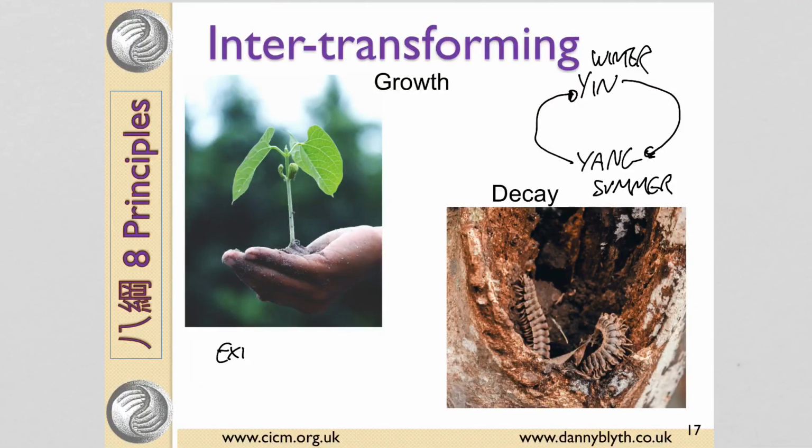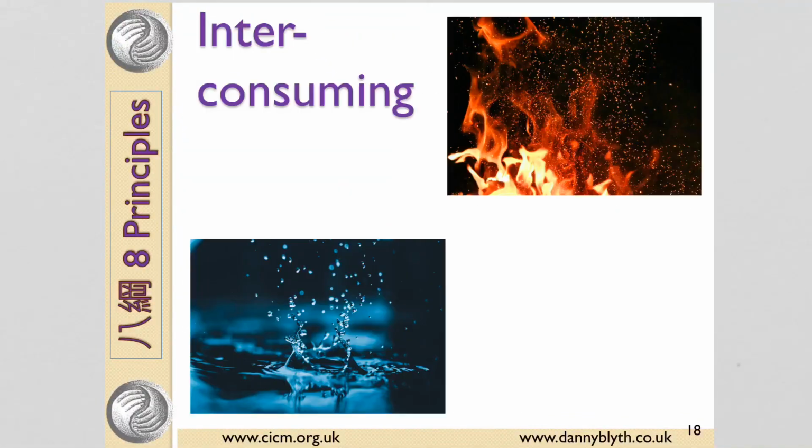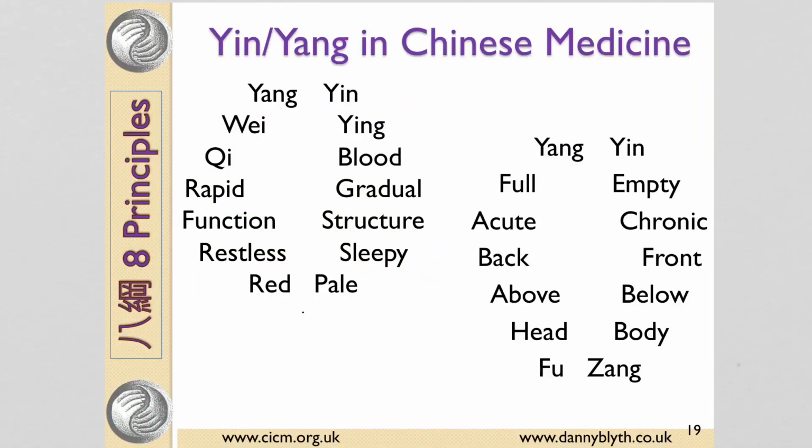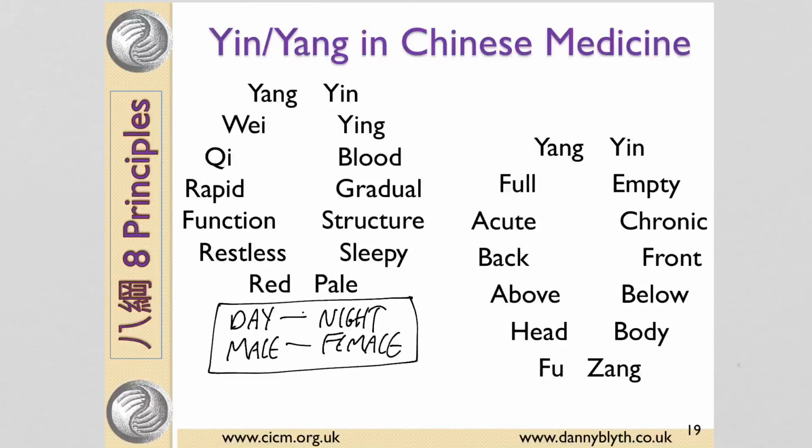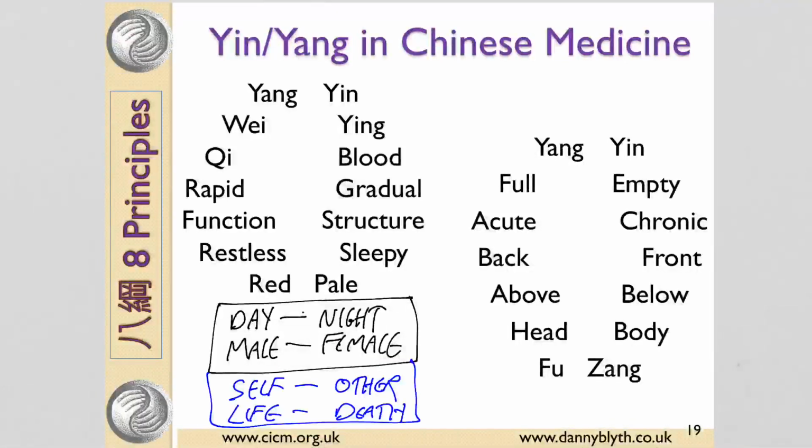Also an extreme of yin develops into yang and vice versa. Interconsuming, so water extinguishes fire and fire evaporates water. Yin and yang was a way of understanding the interaction and wholeness of all things. You can use the principles of things like day and night, male and female, which are quite easy to study and understand, and use them to understand things like self and other and life and death, which are much more difficult to study.